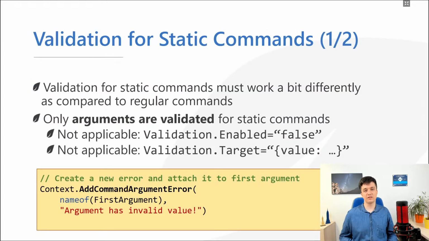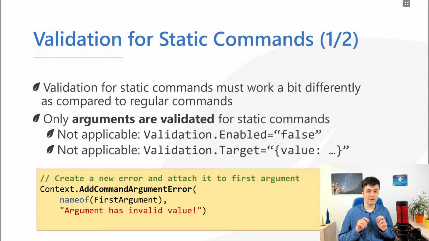So the most important thing when it comes to validation that we want to improve, I mean implement as a new feature, is validation for static commands. Validation for static commands is something that hasn't been available in DotVVM, while regular validation has been around since its very early versions. And in order for us to implement validation for static commands, it has to work in a bit different way.